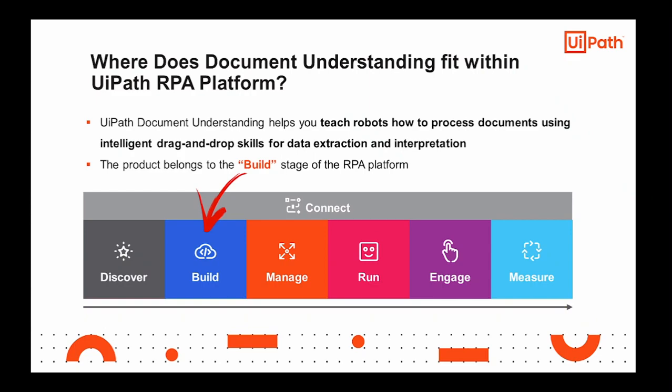Now let's spend more time on the product itself. UiPath Document Understanding helps you teach robots how to process documents using intelligent drag-and-drop skills for data extraction and interpretation. As for the position of document understanding within our RPA platform, it is on the build stage. The reason is that it is closely connected with Studio, where you can actually drag and drop the whole document understanding framework, taxonomy manager, and all related activities.